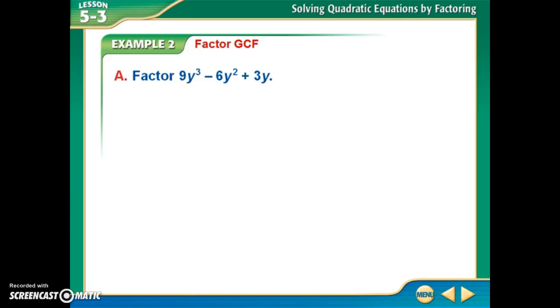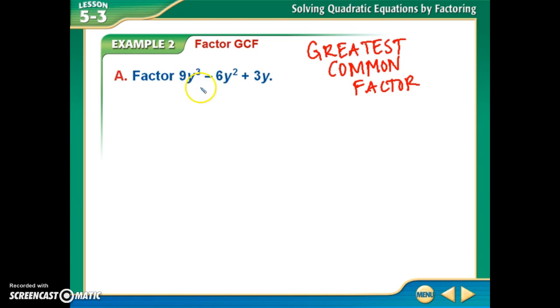In this video, we're going to look at several different ways of factoring polynomials. The first we're going to look at is GCF factoring. GCF stands for the greatest common factor. The greatest common factor is the biggest number or the biggest monomial that goes into every term in your polynomial.